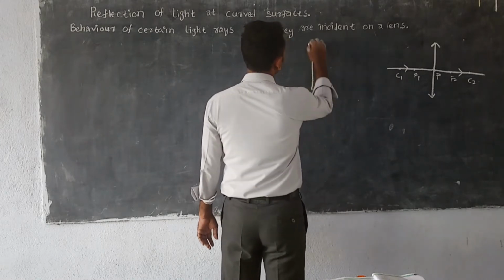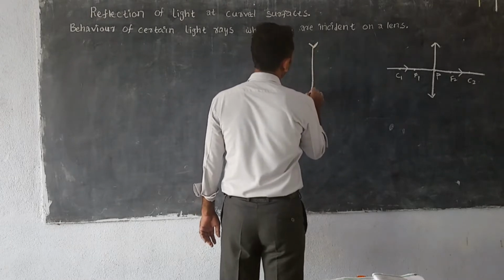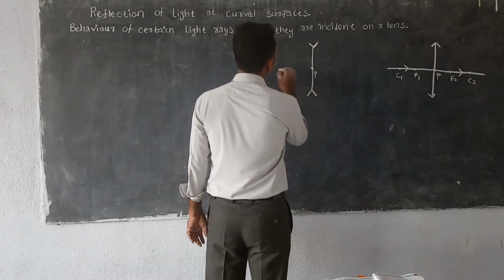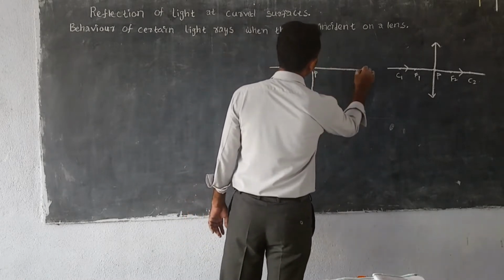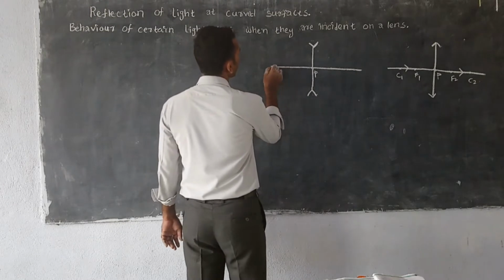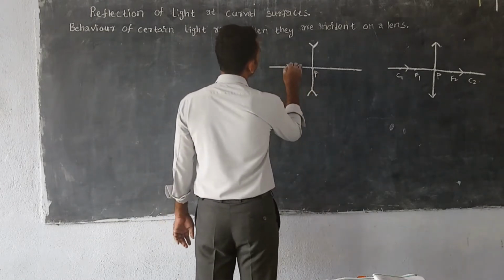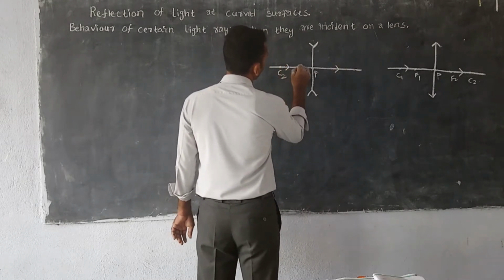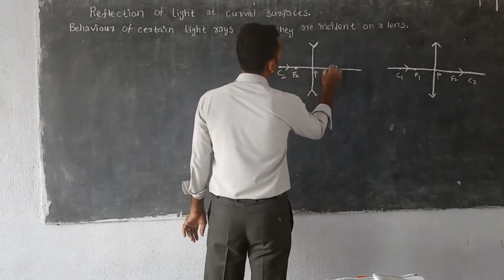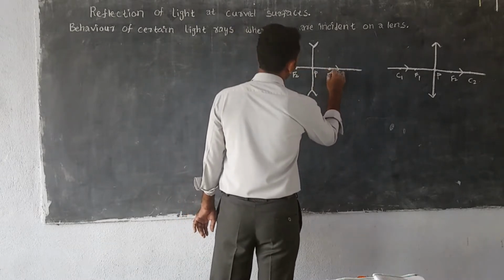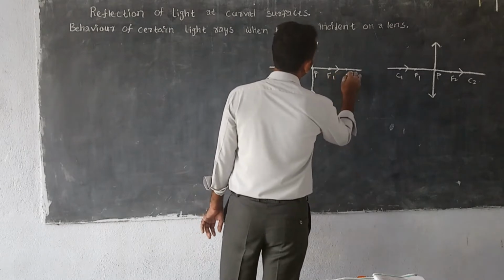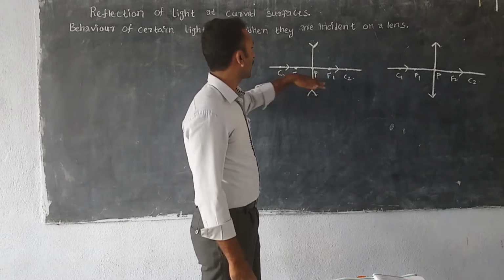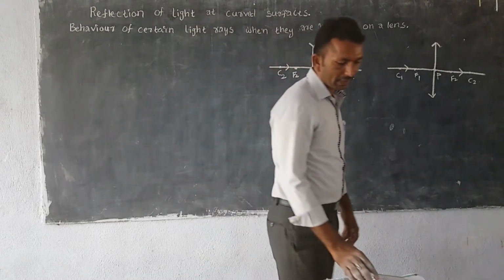Another light ray we have to draw for the concave lens. What will happen for the concave lens? What is the situation? This is the optic center. First situation here: a light ray which is passing through the principal axis. This is the light ray passing through the principal axis, and this one will be the center of curvature C2, and this one will be the focal point F2. This one will be the focal point F1, and this one will be the center of curvature C1. The light ray which is going along the principal axis will not be deviated.